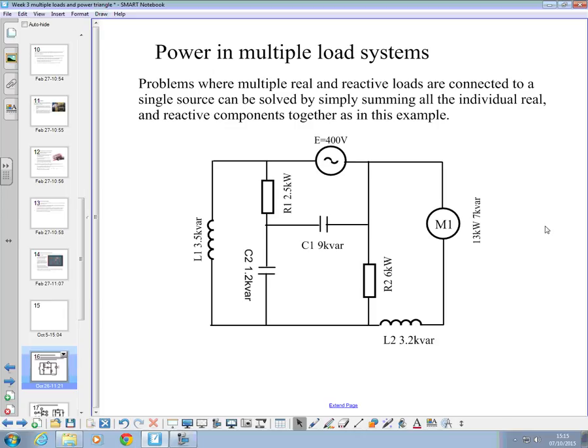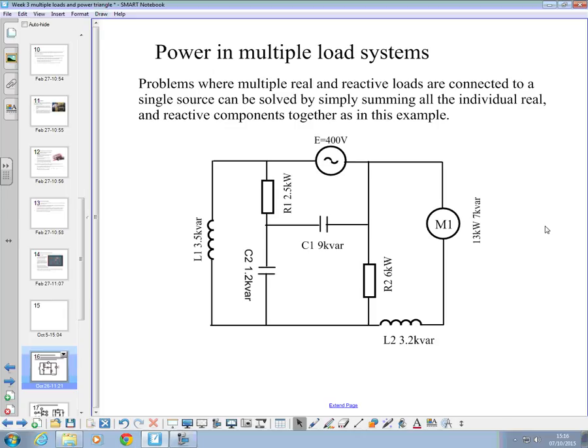So in this load system, we've got a 400 volt supply of AC electricity, and connected to it two resistor banks. Effectively, you could say they're heaters or something. We've got 12.5 kilowatts and 6 kilowatts. We've got a motor that's 13 kilowatts of power and 7 kVAR reactive. And we've got a reactive inductor, and a couple of capacitors connected as well.